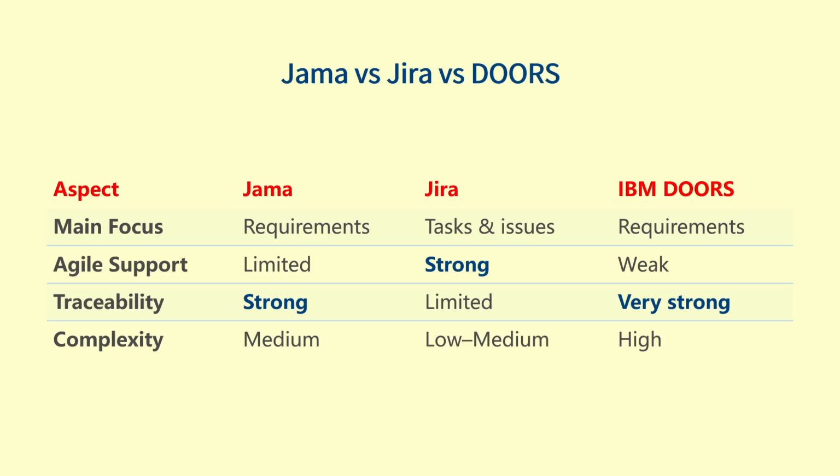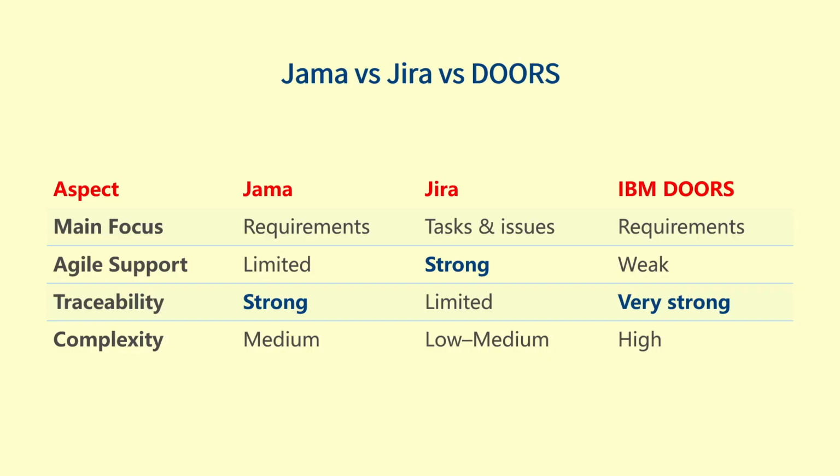So issue tracking is also taken care. And IBM DOORS is also for requirements, but one thing is that it is going to give you long term project support, and it is used for multiple requirements, very complex requirements. Agile support, it is limited in JAMA, but it is very strong in JIRA, and it is weak in IBM DOORS. So support for agility is not given in JAMA or IBM DOORS in much when compared to JIRA.